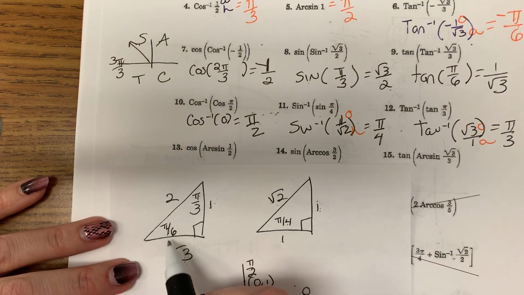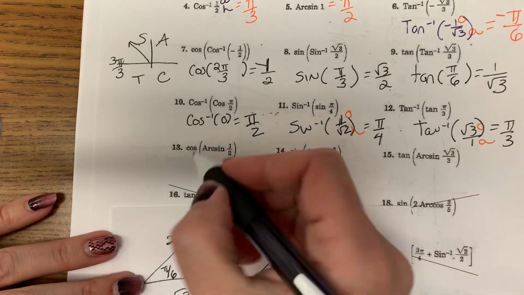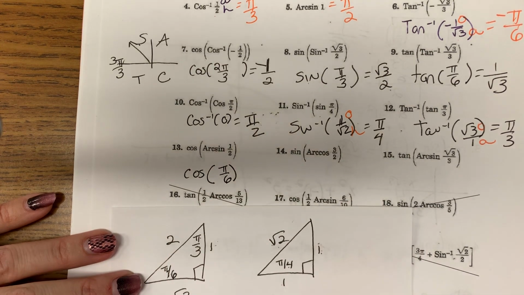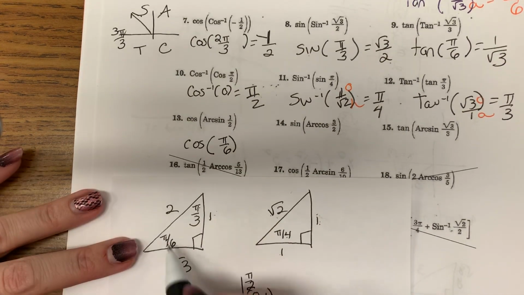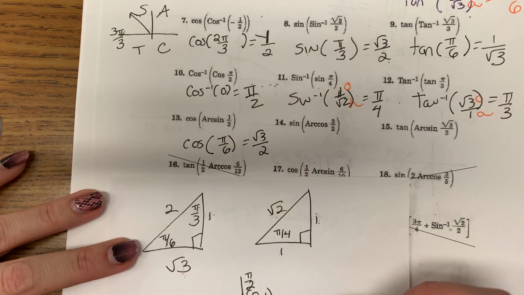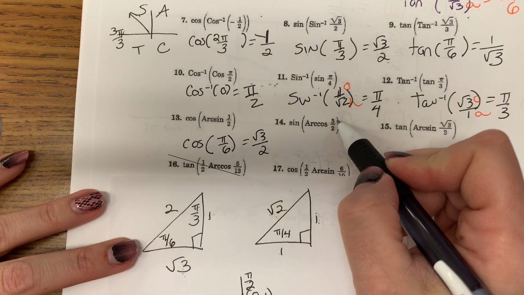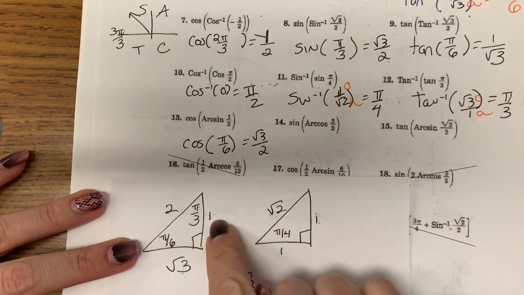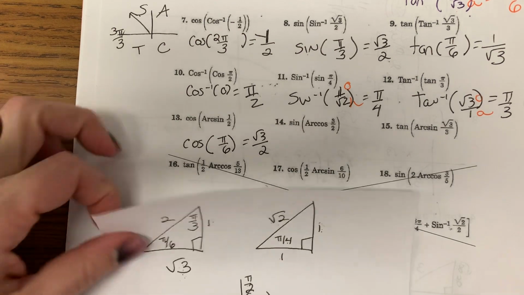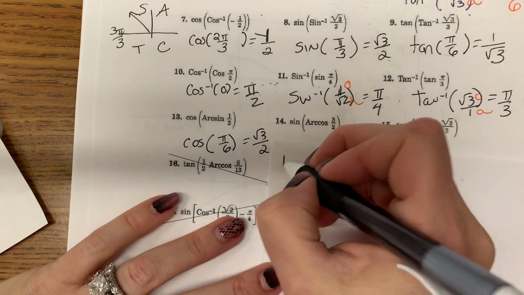Opposite over hypotenuse, that's an angle of pi over 6. The others I need. Okay, so this is saying cosine of pi over 6. So cosine of pi over 6 is root 3 over 2. So now for this one, an adjacent and hypotenuse, there is no adjacent of 3. So now I'll do 14 here.